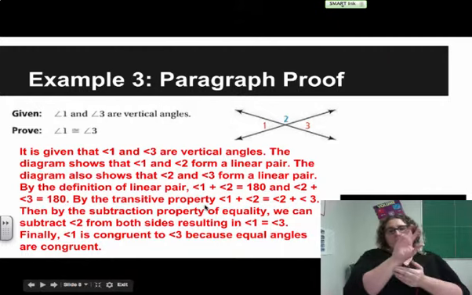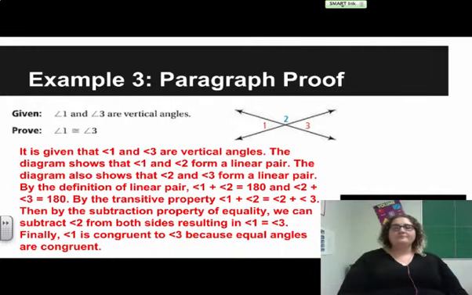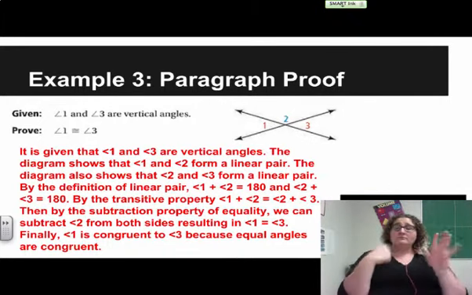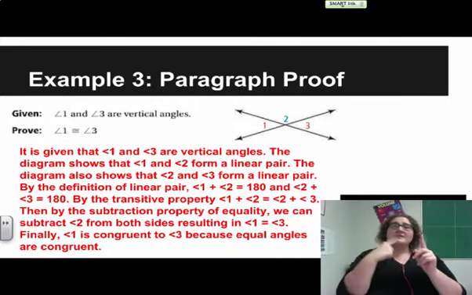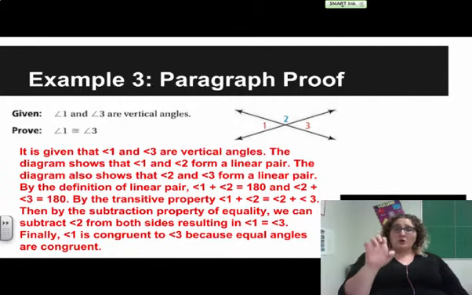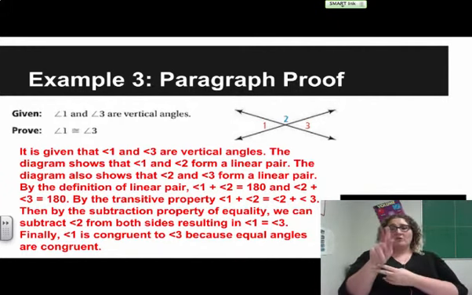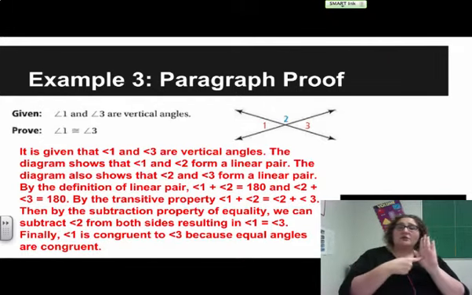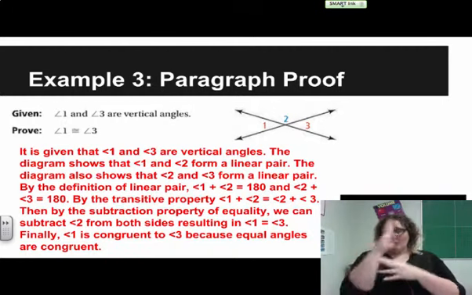Okay. The paragraph proof. We've already proven this with a 2-column proof, but it says, given that angle 1 and 3 are vertical angles, prove that angle 1 is congruent to angle 3. It says it's given that angle 1 and angle 3 are vertical angles. The diagram shows that angle 1 and angle 2 form a linear pair. The diagram also shows that angle 2 and angle 3 form a linear pair. By definition of a linear pair, angle 1 plus angle 2 has to equal 180, and angle 2 plus angle 3 has to equal 180.